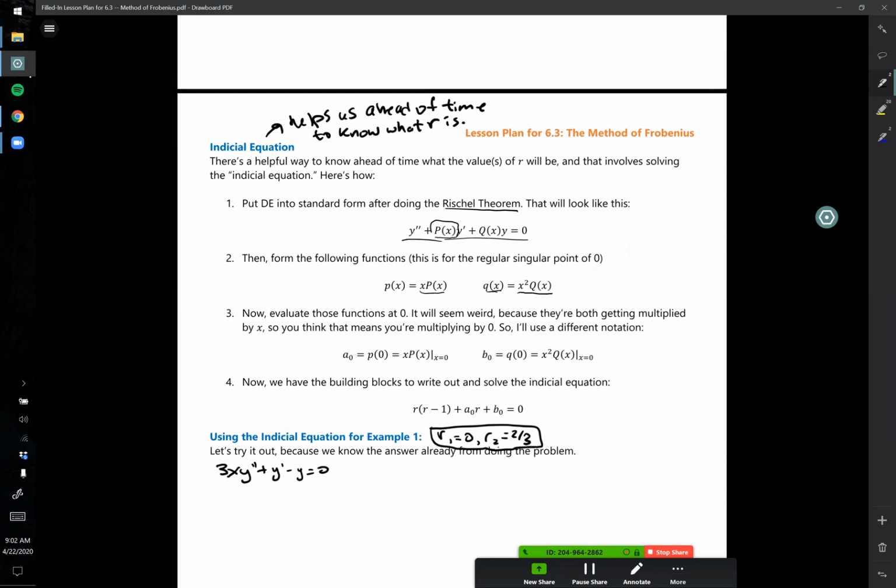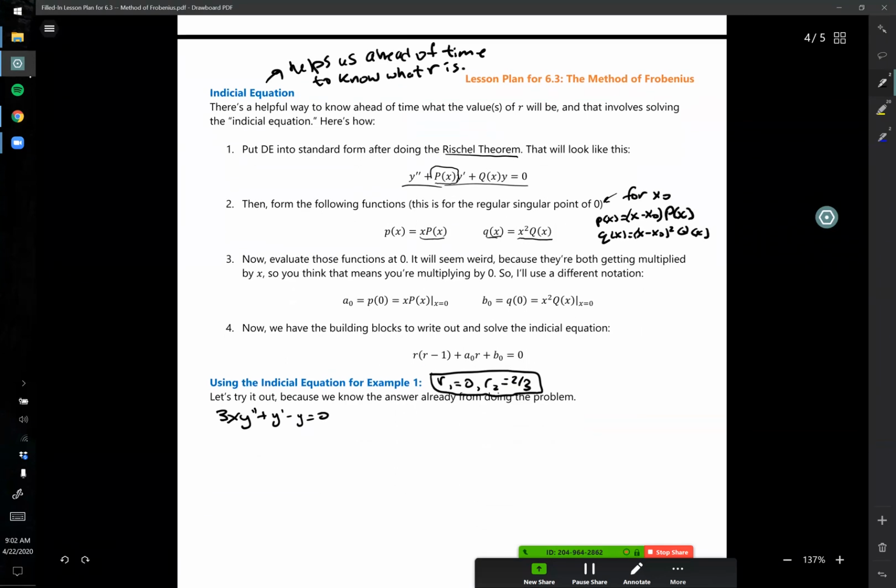Just a technical note: this is assuming that we're just going around the point x equals 0. If it was a different point, x naught, then little p of x would be x minus x naught times big P of x, and little q of x would be x minus x naught quantity squared times big Q of x. So just FYI, but like I said, all the problems I assign will just be going around 0.